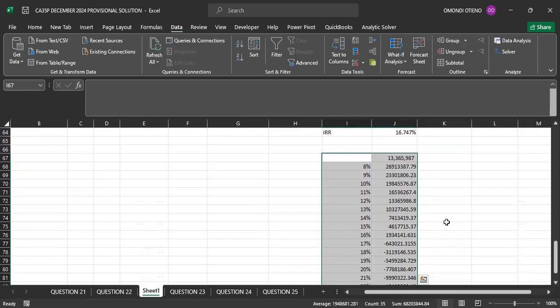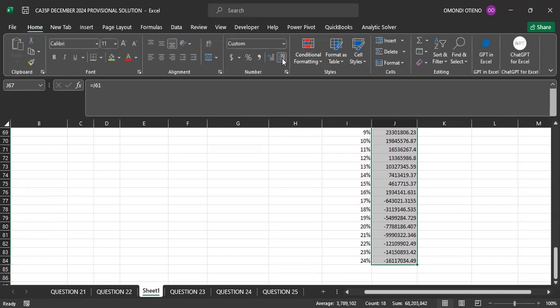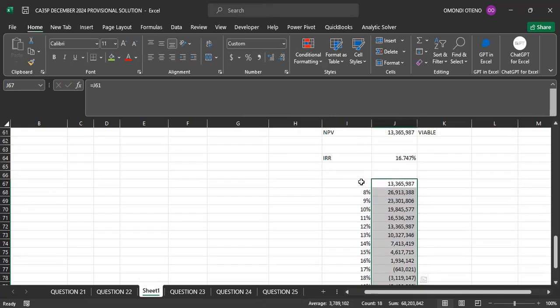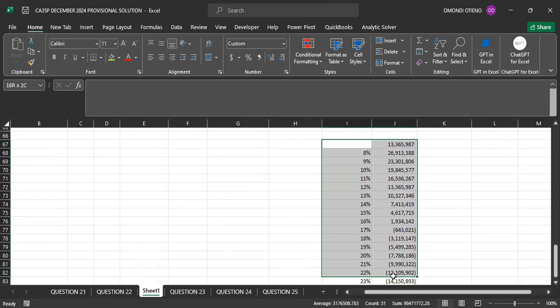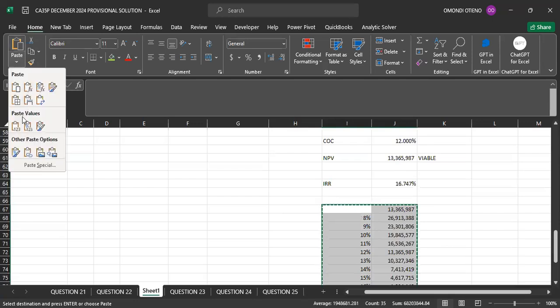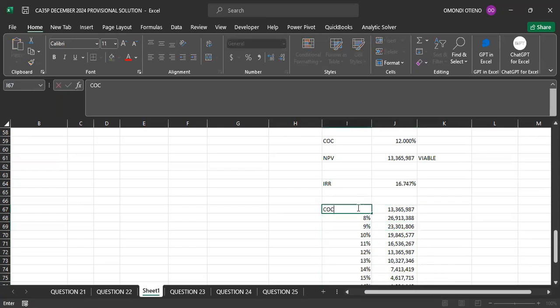By doing that, we are able to come up with what we call the comparison of these two figures. So we put the comma style to the nearest whole number, and of course we don't want it to keep on changing. So we are going to copy and paste values only to eliminate the formulas. Once that is done, you're able to see we have the figures without the formula. So here I will have cost of capital, and this side I will have net present value.